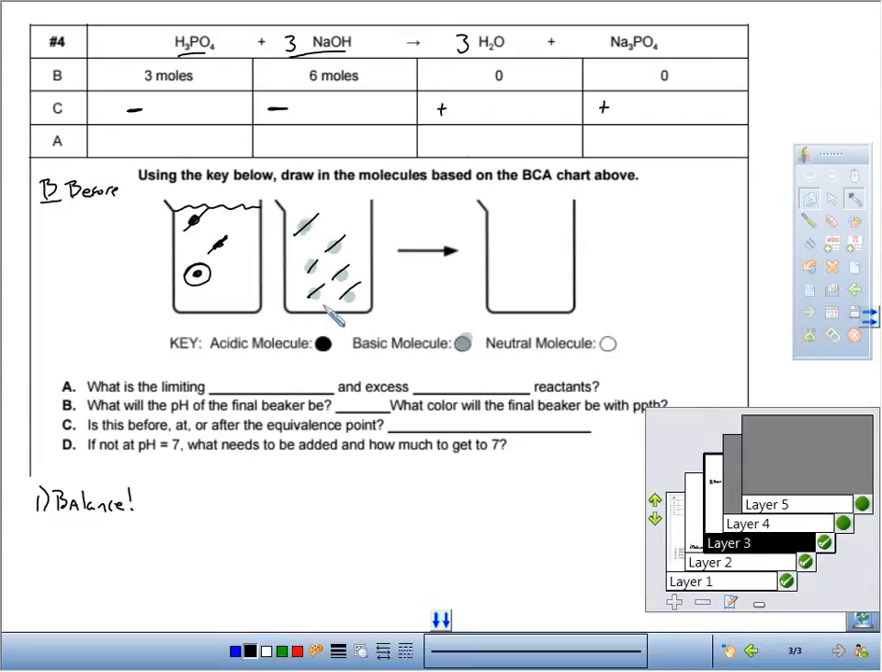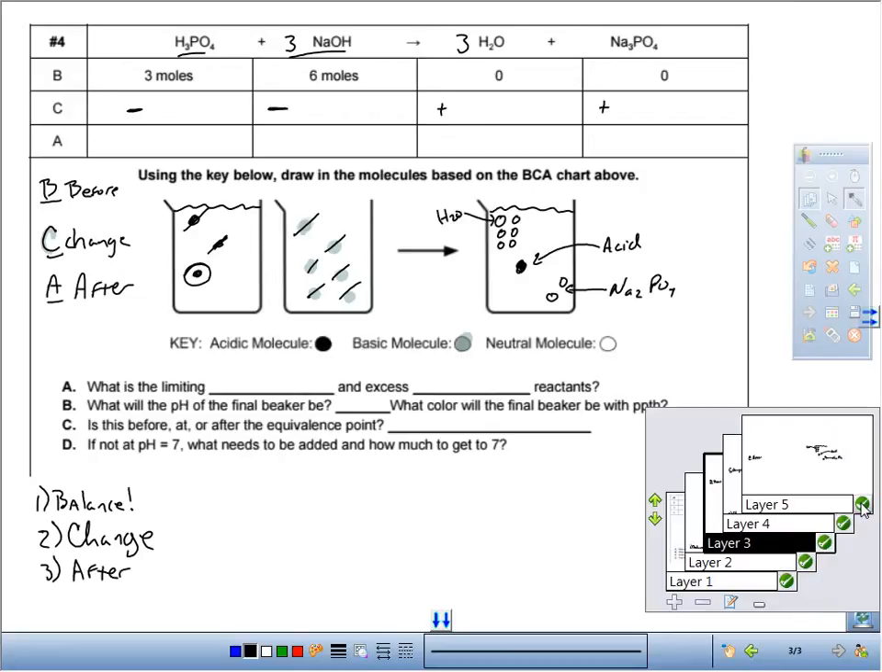Now, when I do that, here's what I end up getting. We do the change, we put it in, and here's what happened. Again, every time I use 1 of these, I do 3 of these, I get 3 waters right there. I use 1 of these, I do the other 3 of these, I get 3 waters, and every time I do that, I also get 1 of the sodium phosphate. This couldn't react with anybody, so I just put it right over here.